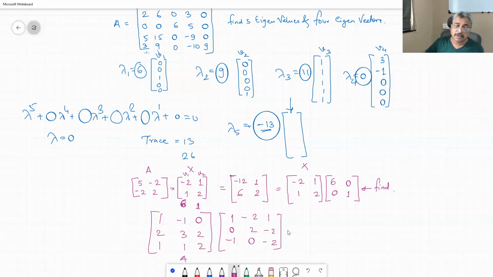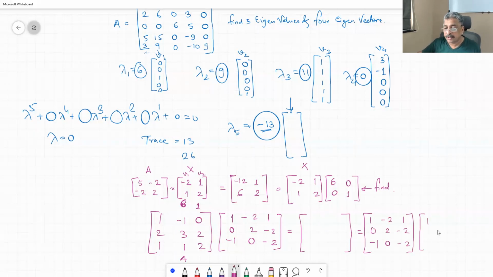Correct? Is this equal to this? You will get some product here, which we think should be 1 minus 2 1, 0 2 minus 2, minus 1 0 minus 2, times 1 2 3, 0 0 0 0 0 0. Cross check this: multiply these two, check whether you get exactly the same. That is where we are going to stop for the day.